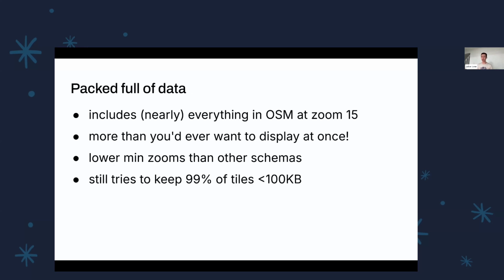So as a result, Sourdough tiles are packed full of data. They include nearly everything in OpenStreetMap at zoom level 15, which is the maximum zoom for the tile set. And at every zoom level, they contain more data than you would want to display at once. But because of that, they also offer a map maker the ability to pick and choose what they want to show and emphasize on their maps. And Sourdough does this while trying to keep tiles still under a budget of about 100 kilobytes per tile for typical tiles.